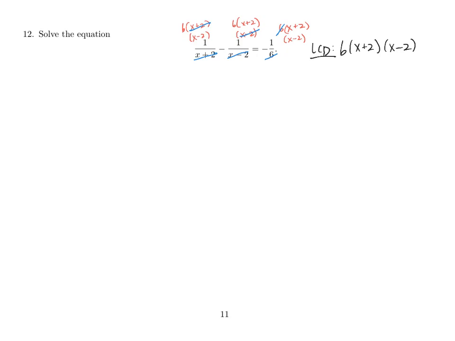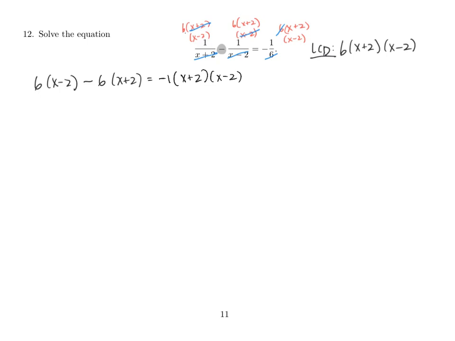So from the first fraction, we're going to have 6. 6 times 1 is 6, and then times the x minus 2. Then on the second we have a minus, so we're going to put minus 6 times 1 is 6 times the x plus 2, which is left, equals, we have the negative 1 times, so the 6 is canceled out, but we have x plus 2 and x minus 2 both left on the right hand side.